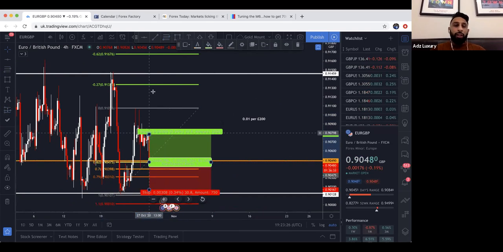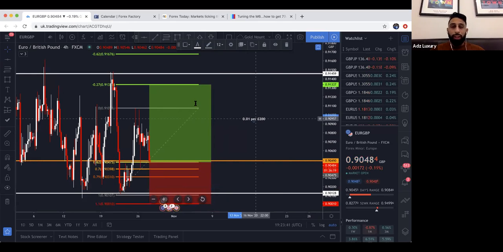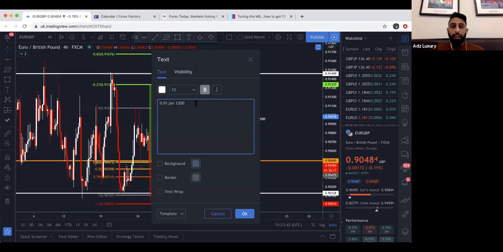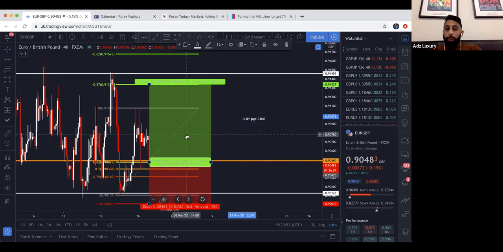So my custom Fibonacci setup has already got a take profit and a stop loss on it. Now this stop loss is larger than the previous one at 46 pips. So that means we must be using about 0.01 per £300 for this one. Meaning if we were to take this loss, we would only be losing about 1.5% of our account. Whereas if we were winning this, we would be winning about 3% of our account.